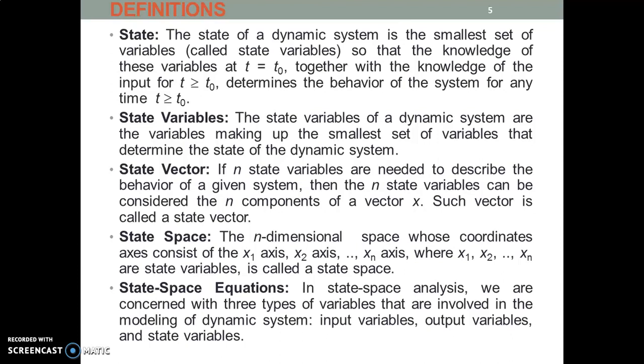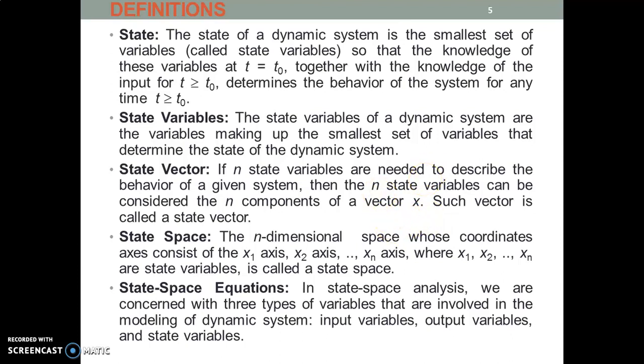That means the knowledge of particular variables at t equal to 0, t equal to t0, with the knowledge of input determines the complete behavior of the system for any time, that is t greater than t0. So that particular state, you can find out with the knowledge of input and the state variables. That is called state.